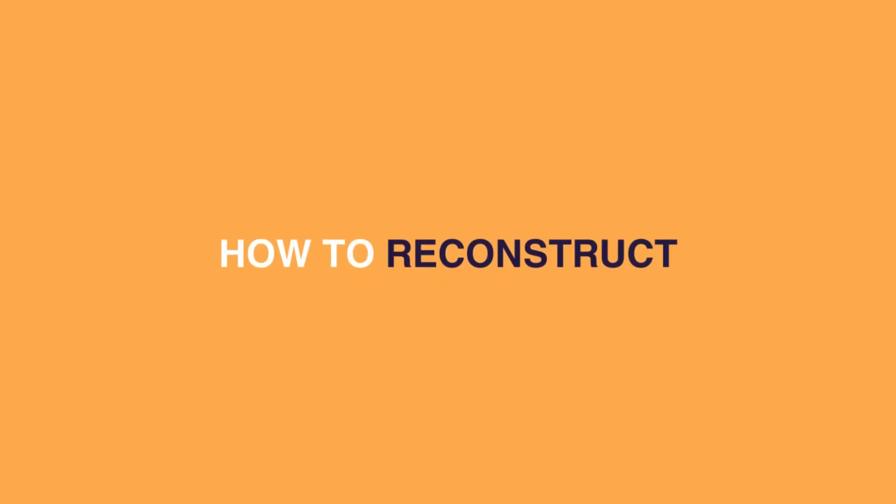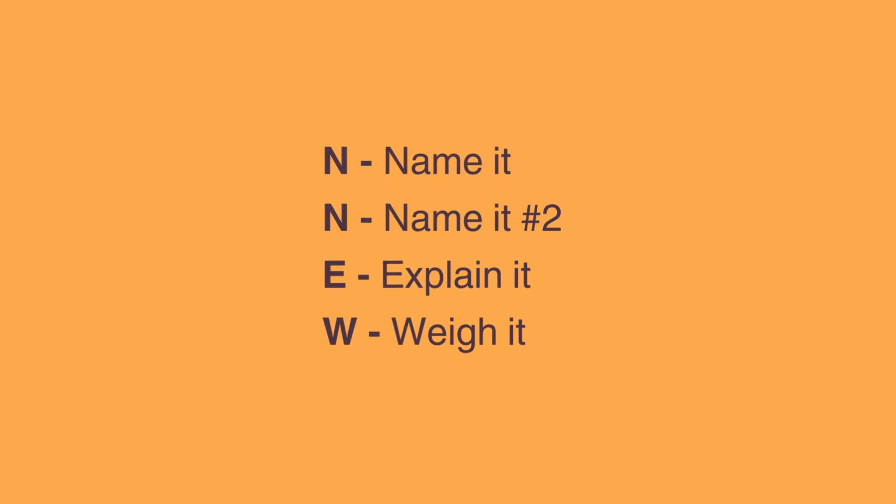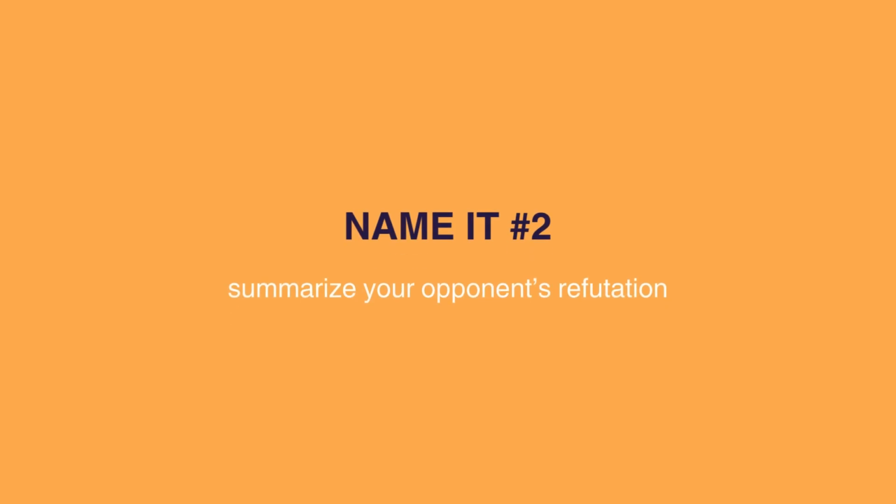So then the big question is, how do we reconstruct? We use the acronym NEW. The first N stands for name it, the second N is name it number 2, E is explain it, and W is weigh it. Let's start with name it. You first have to flag out the argument you are trying to reconstruct. In other words, provide a brief summary of it. The next step is name it number 2. Here, you summarize what your opponent's refutation was.